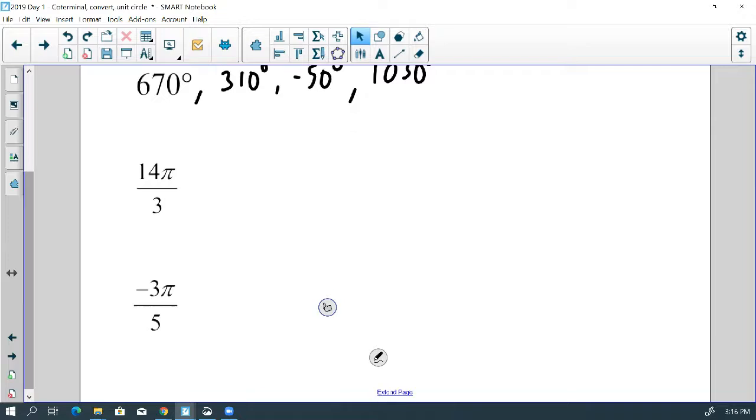What about 4 pi over 3, 14 pi over 3, 3 pi over 5, etc.? It's the exact same concept, but here we're in radians. So you have to just add or subtract 2 pi. 2 pi is a whole circle.